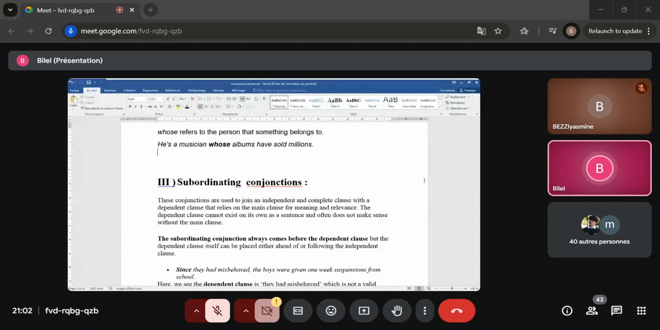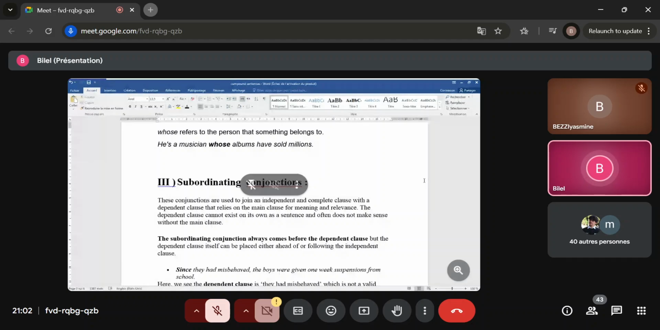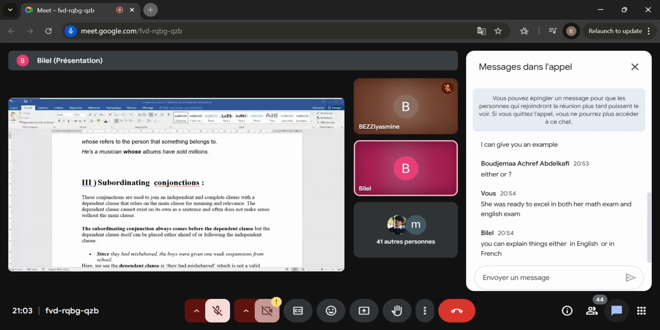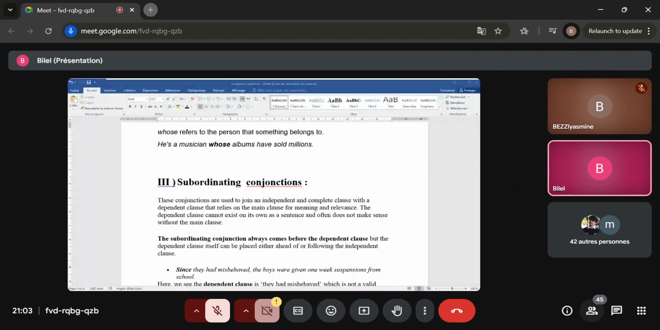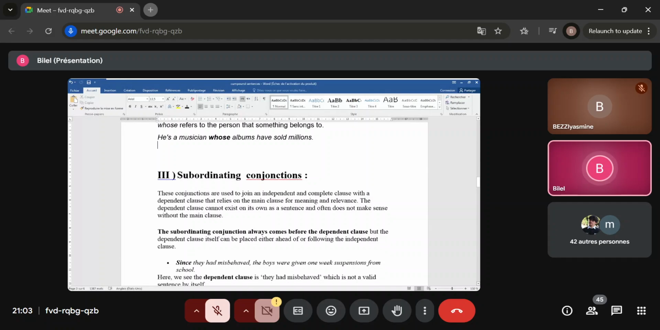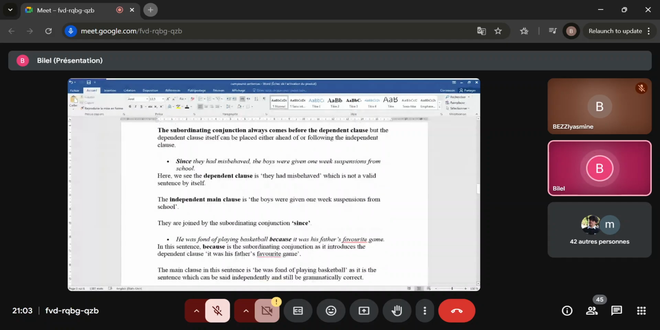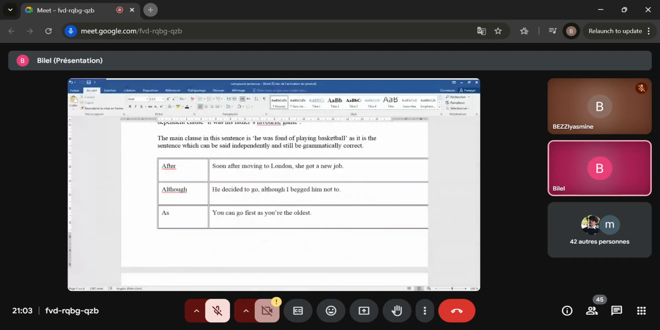Mentioning the time, we use when. Mentioning the place, we use where. And mentioning the possession, we use whose. So now I'm going to give you examples about the compound sentences.